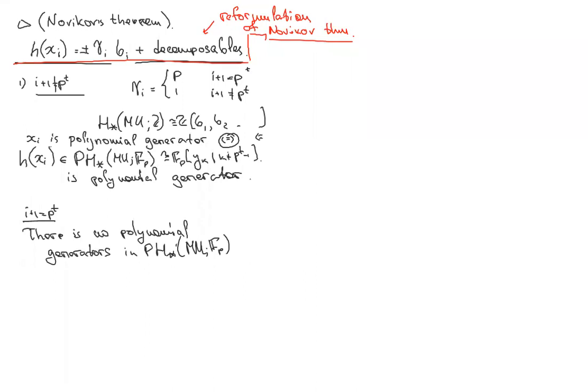And again, here I just have to use the Adams spectral sequence. From the Adams spectral sequence, it follows that in this case, h of xi is decomposable. So h of xi is a decomposable element in the primitive subalgebra. And from here, it follows that the Milnor genus is divisible by p.